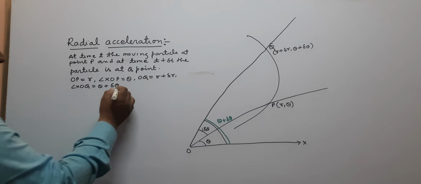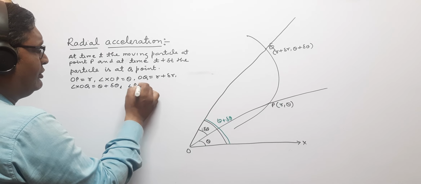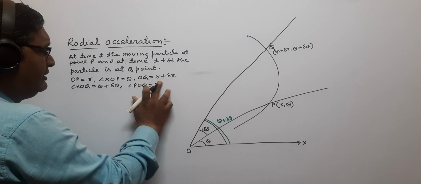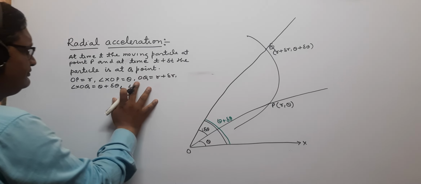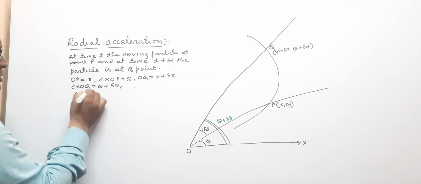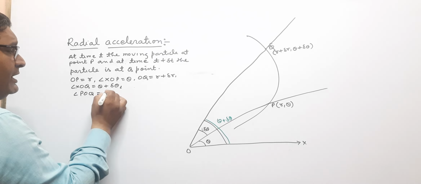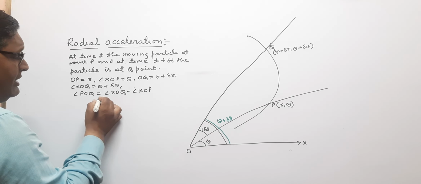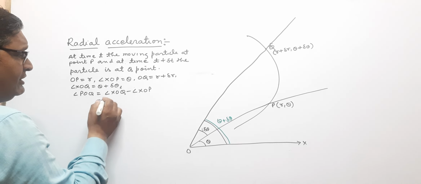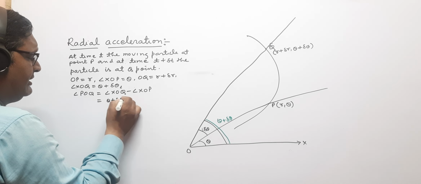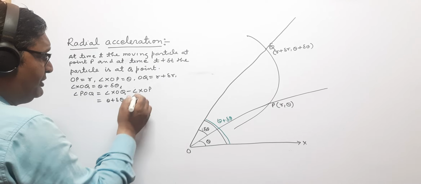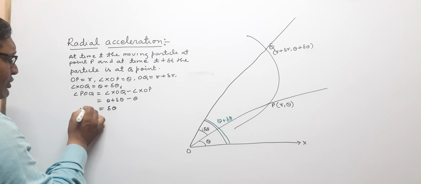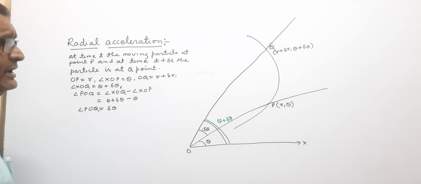Now we find the angle POQ. Angle POQ is equal to angle XOQ minus angle XOP. Here angle XOQ is theta plus del theta, and angle XOP is theta, so theta is cancelled out, and angle POQ is equal to del theta.